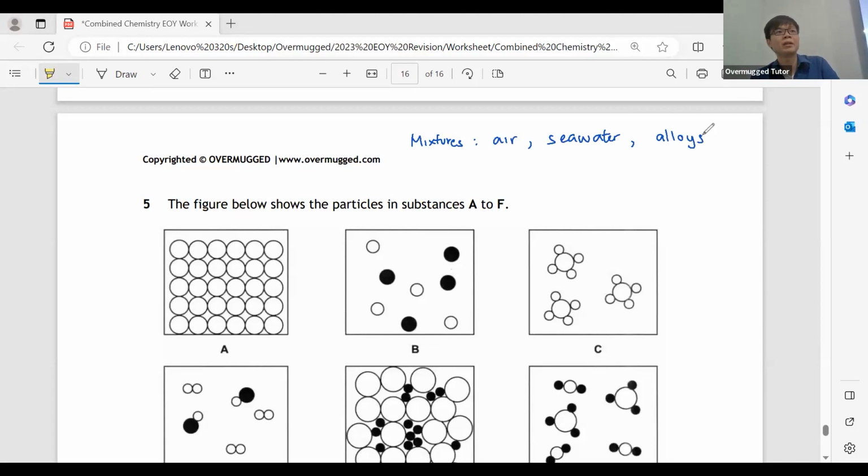Alloy is a mixture of a metal and one or more other elements. For example, steel. You may see this as well. And brass. You all will see this too in your TOS. It's a mixture of a metal and another element. The other element can be metal or non-metal. It doesn't matter. So alloys will look something like this. And your steel and brass, they are still solid, right? So it's a mixture.